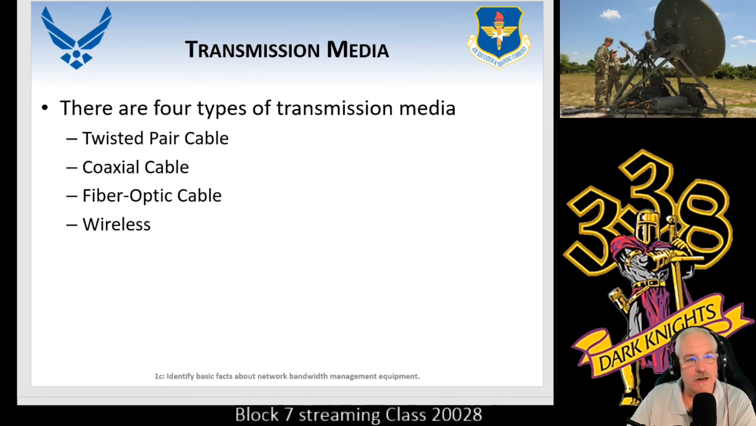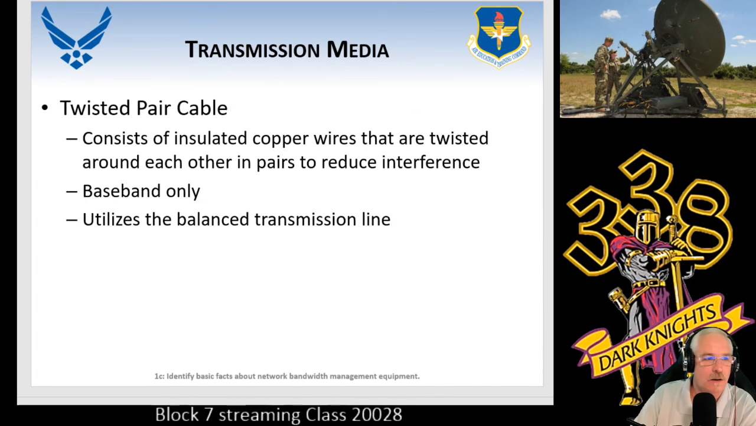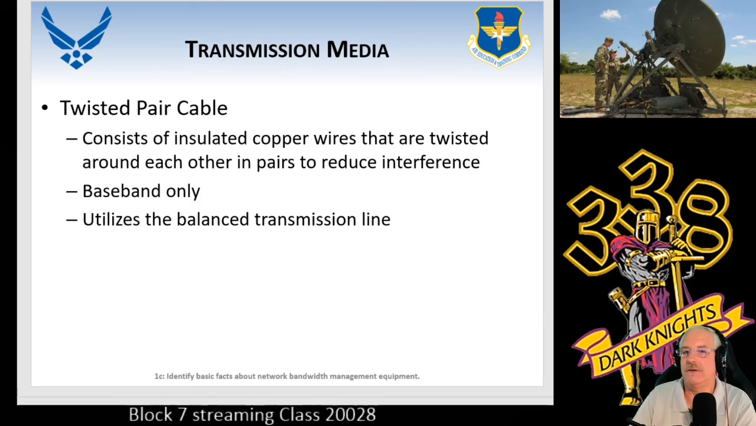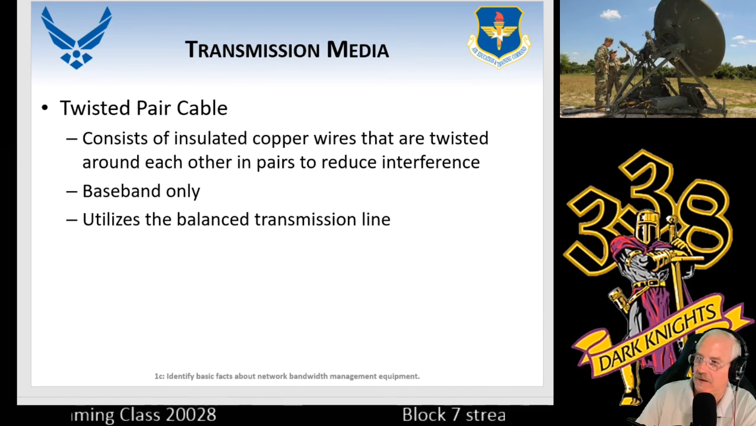There are 4 types of transmission media. We go through twisted pair, coax cable, fiber optic, and wireless. Twisted pair, obvious reason. Nowadays we have Cat 5, which is now being replaced with Cat 6. It is crazy how they end up working. So what's the difference between a Cat 5 and a Cat 6? Anybody know?